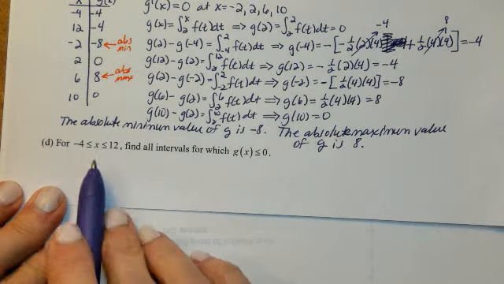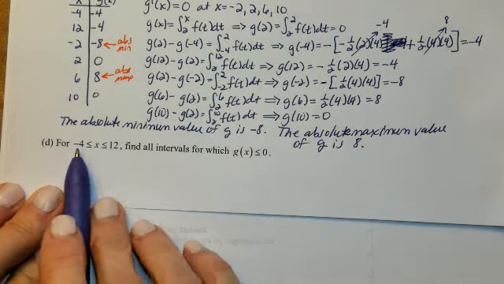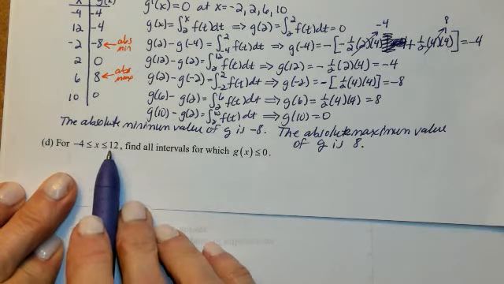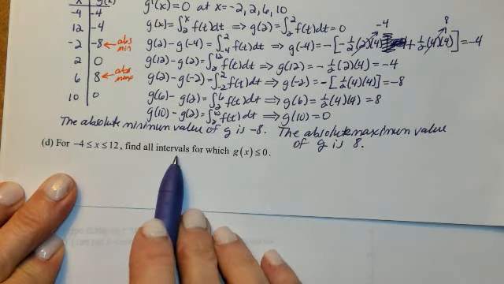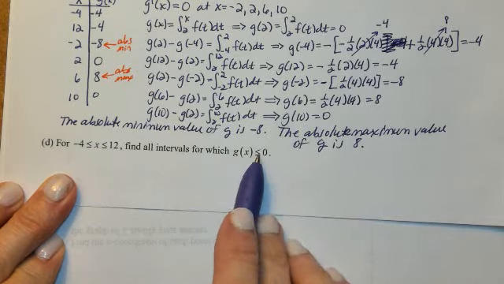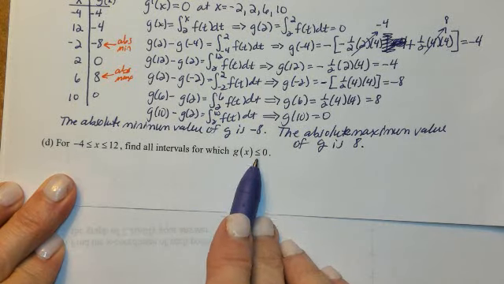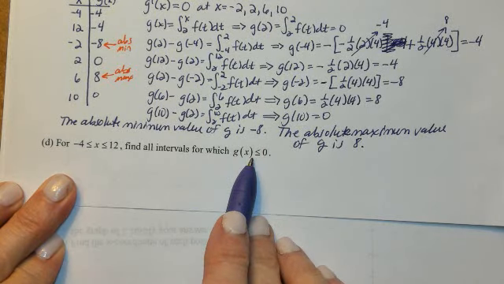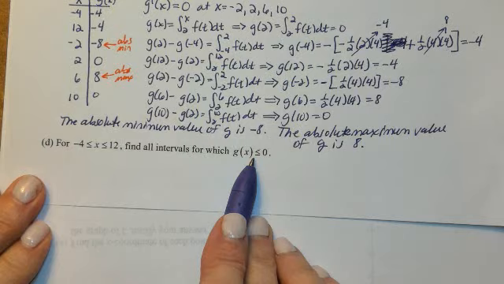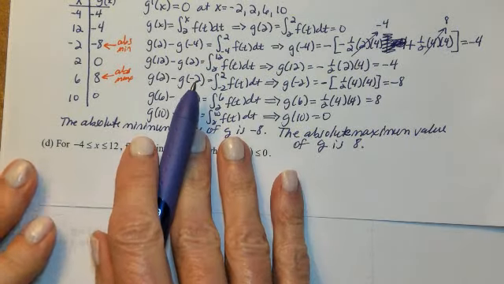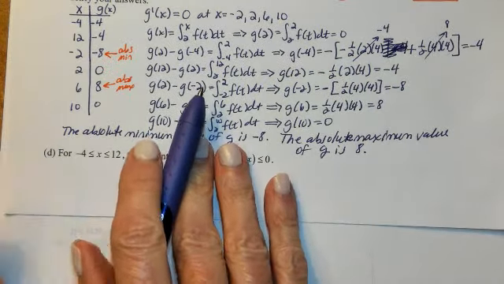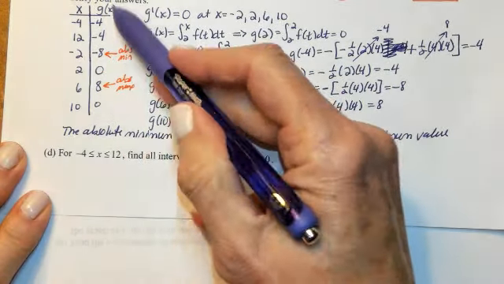Okay. All right, part D. For negative 4 to 12, our entire interval, find all the intervals for which G is negative or 0. So G is less than or equal to 0. All right, so we're back to looking at G. I'm kind of glad we found all of these values of G because this will give us an idea, okay?